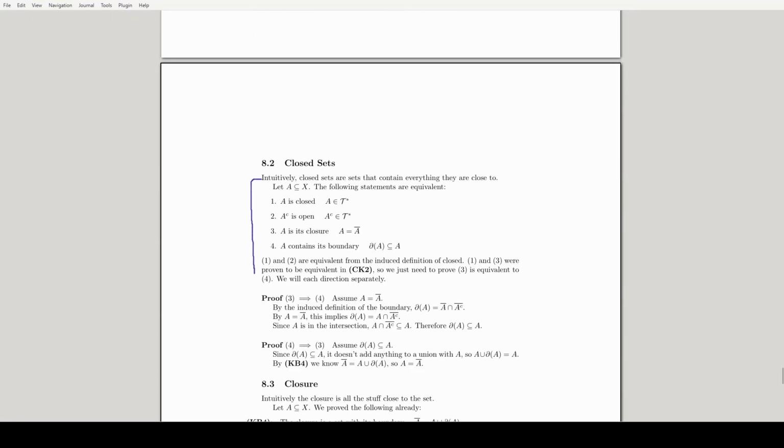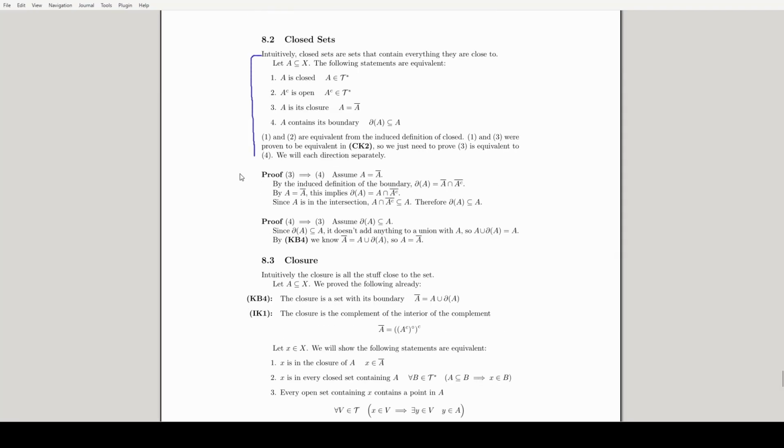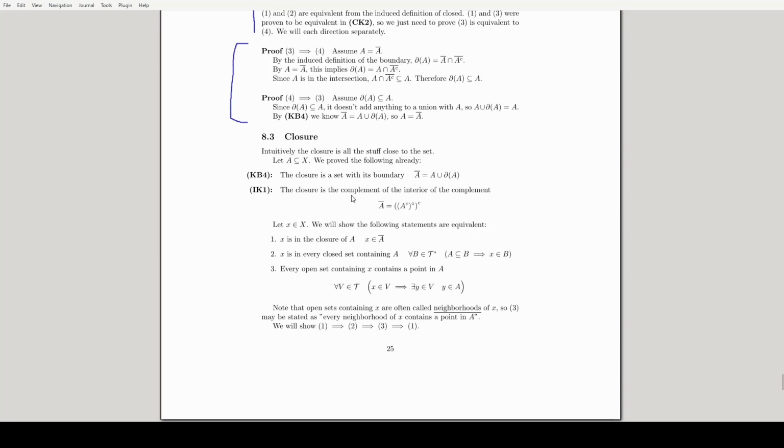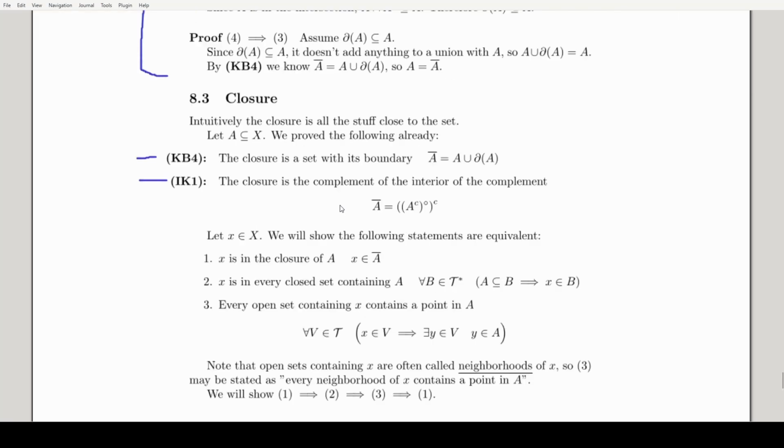Then closed sets: A is closed is the same as A complement is open, is the same as A is its own closure, is the same as A contains its entire boundary. And that is where this proof is. These proofs are right here. For this one, we should prove these small relationships with closures. Or, well, we already have proven them. The closure is the union of a set with its boundary. So you add the boundary to a set and you get its closure. And then we already proved that the closure is the complement of the interior of the complement.